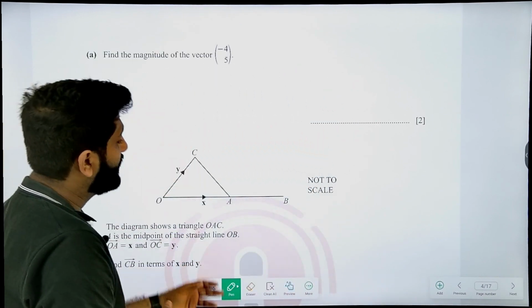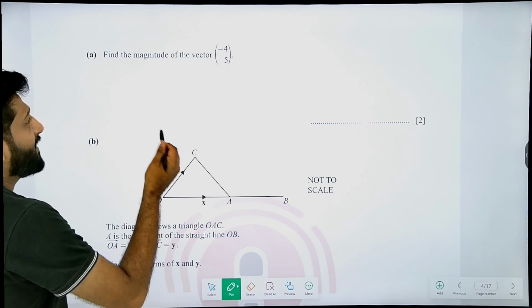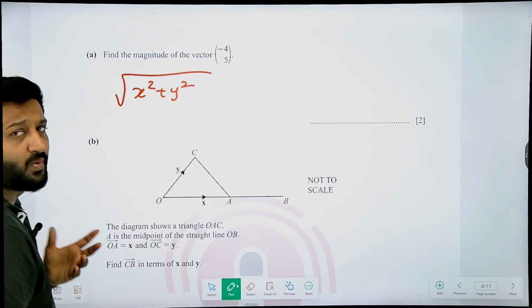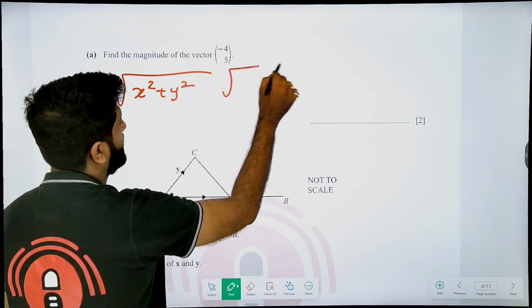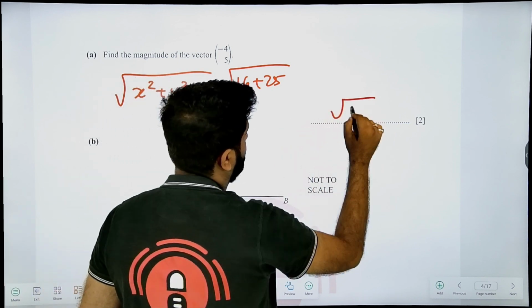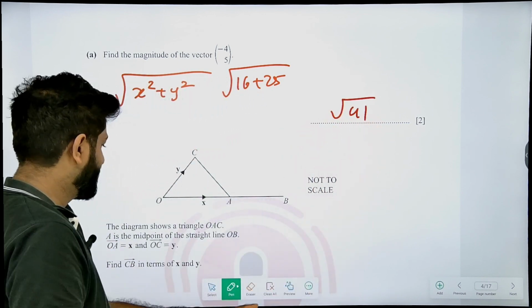Find the magnitude of the vector. In order to find the magnitude of a vector, it is nothing but the root of x squared plus y squared. So now this is nothing but root of 16 plus 25, that is root 41. Next question.